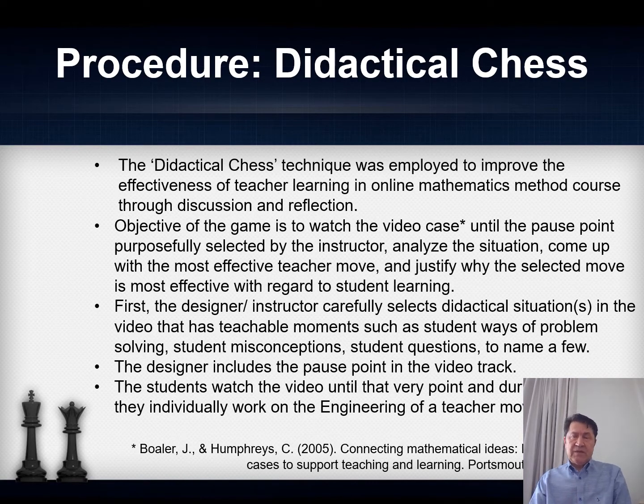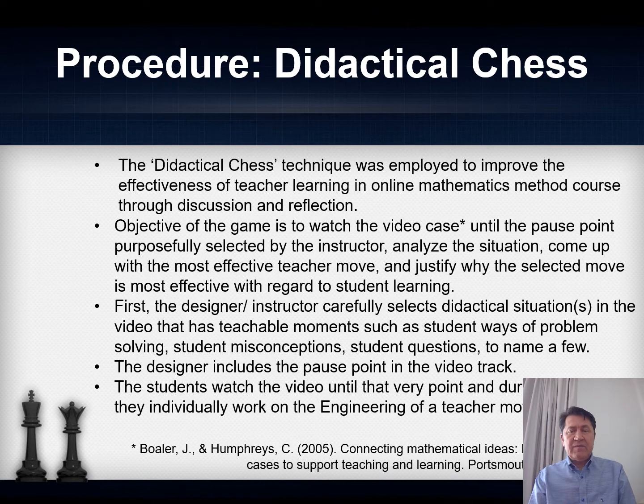Procedure. Now we go back to chess. The didactical chess technique was employed to improve the effectiveness of teacher learning in an online mathematics methods course through discussion and reflection using video cases.